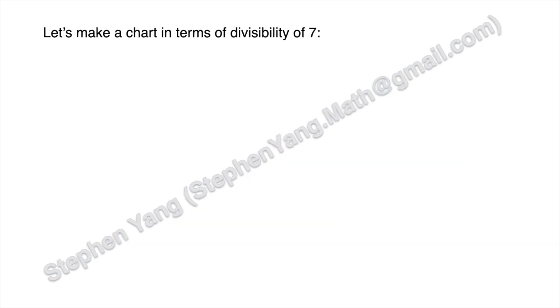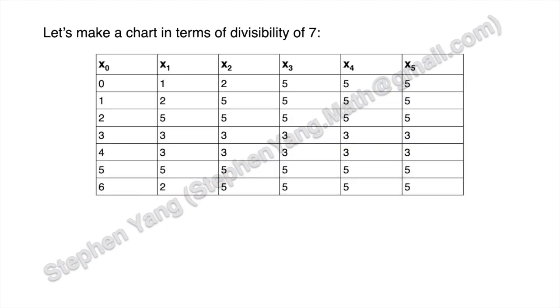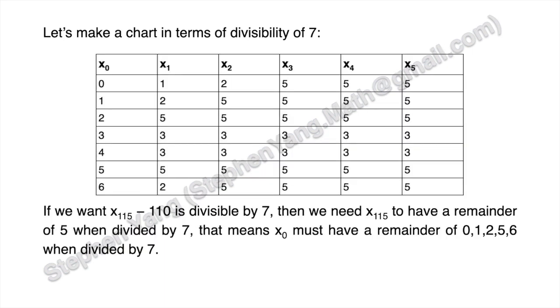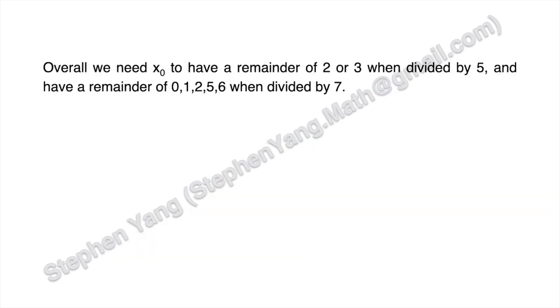And now let's make a chart in terms of divisibility by 7. If we want x115 minus 110 to be divisible by 7, then we need x115 to have a remainder of 5 when divided by 7. So that means x0 must have a remainder of 0, 1, 2, 5, or 6 when divided by 7. So overall, we need x0 to have a remainder of 2 or 3 when divided by 5, and also a remainder of 0, 1, 2, 5, or 6 when divided by 7.